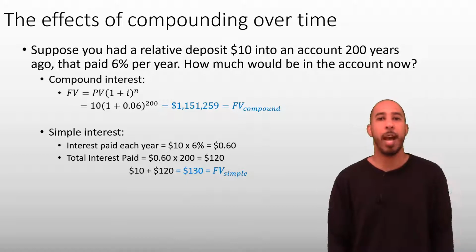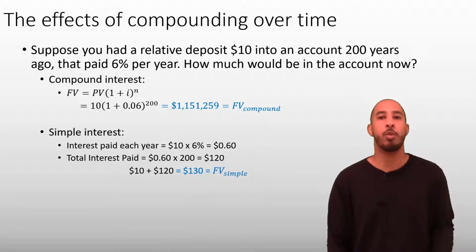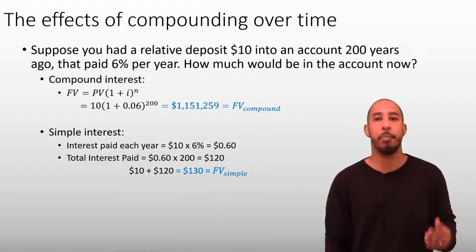We can compute the amount of interest received each year by multiplying the $10 principal by the interest rate. He would get 60 cents each year. And remember, this is simple interest, so that amount does not change. So the total amount of interest earned over the entire 200 years is $120. Add that $120 to the $10 you started with, and the account will grow to $130. That would be the future value with simple interest.